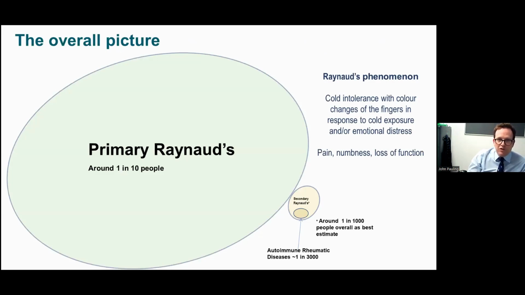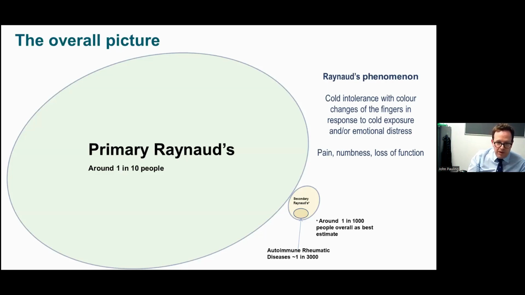So when you look at the overall picture of Raynaud's phenomenon in terms of the community picture, primary Raynaud's is by far the bigger issue. This is the condition affecting 1 in 10 people, and secondary Raynaud's is this much smaller group of conditions. Probably the best guesstimate of how many people overall have secondary Raynaud's might be around 1 in 1,000, but this really is a guesstimate because, as I've mentioned, secondary Raynaud's is an umbrella term that really describes lots of different disorders.